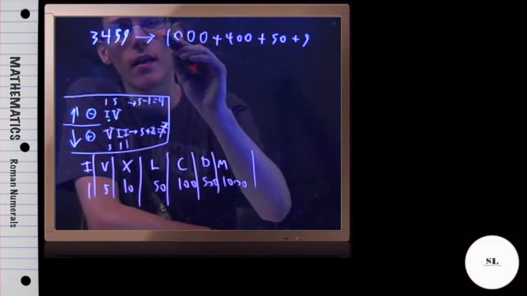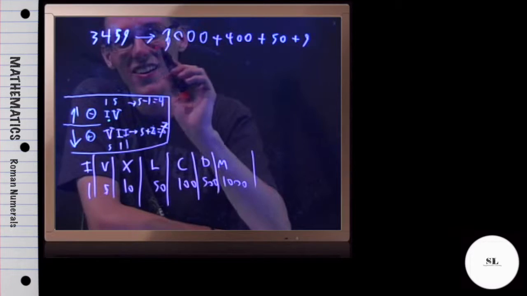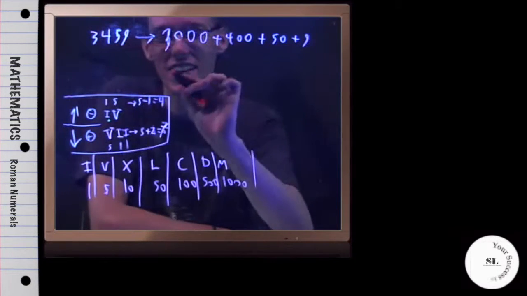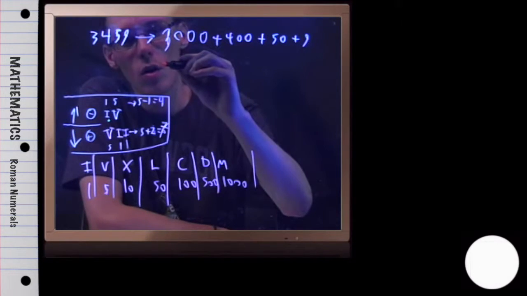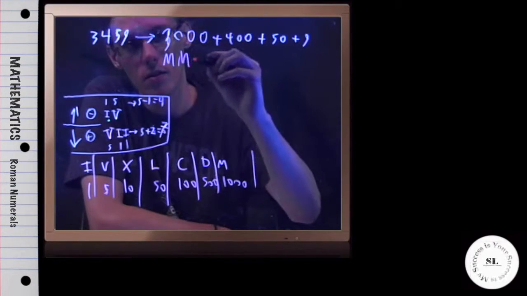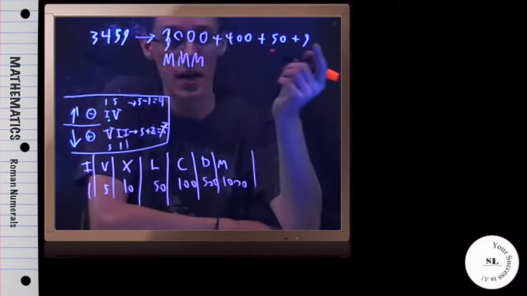So, if we write 3,000, because that's how many thousands we have right there, I'll need how many m's? Well, 1 m is 1,000, so 3 m's for 3,000. You just add them up.